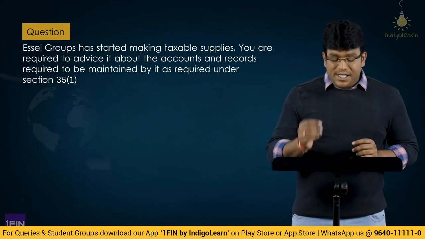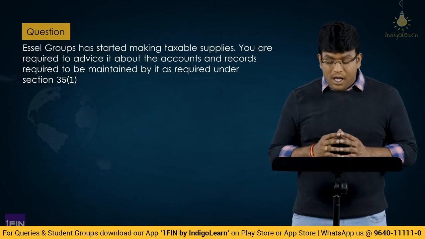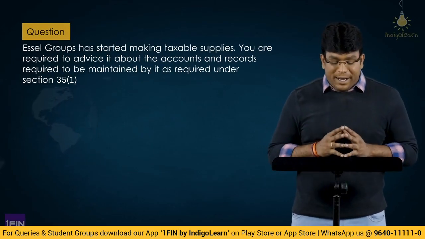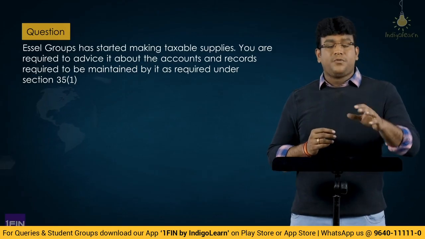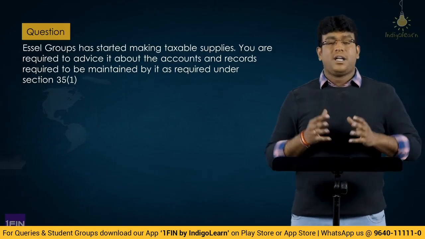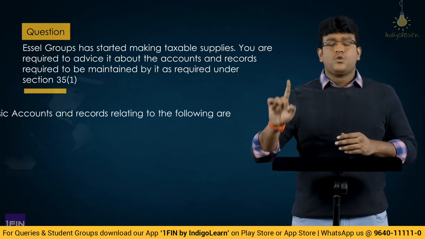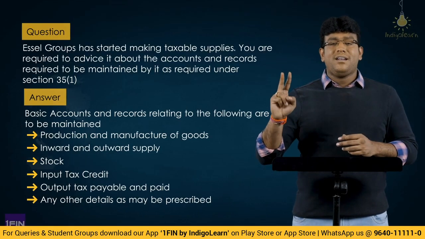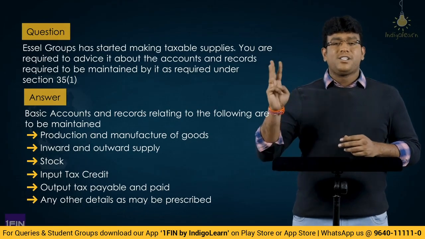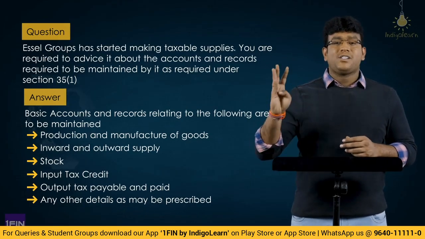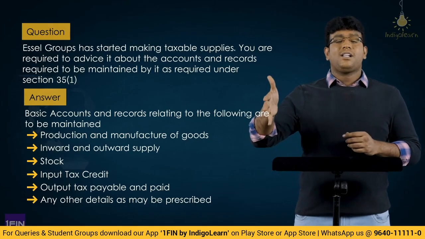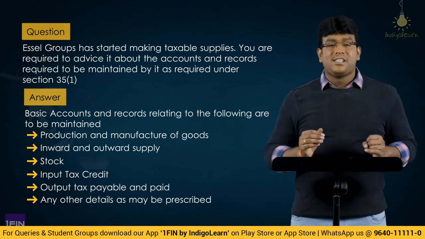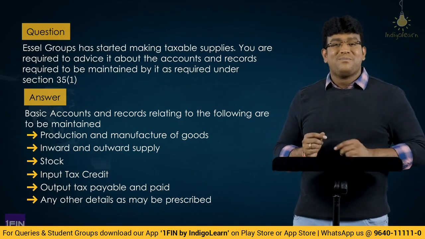SL Groups has started making taxable supplies. You are required to advise it about the accounts and records required to be maintained by it as required under section 35 subsection 1. What are the accounts and records to maintain, my dear friends? Number 1, true and correct account of manufacture or production of goods, details of inward and outward supply, details of stock of goods, details of input tax credit, details of output tax payable and paid, or any other document and details as may be prescribed.